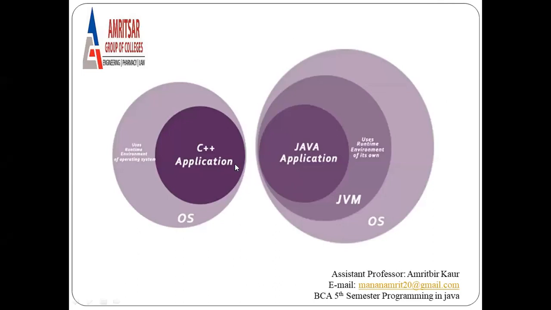There is a diagram that shows the execution of C++ and Java programs. Here C++ application code is executed in the operating system, the user runtime environment of the operating system. So our application runs on the operating system. But in Java, our program is running on the JVM. So that's why it's secure, because our program is executing in the JVM.